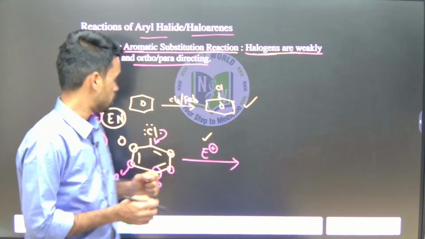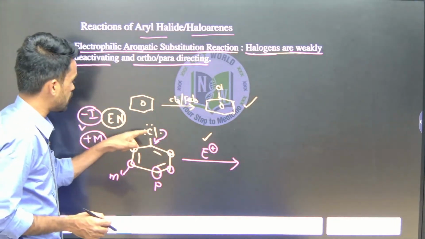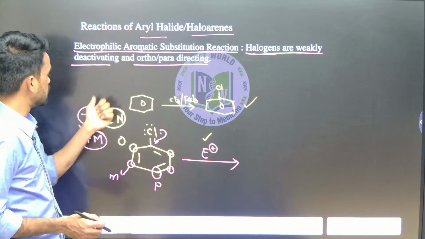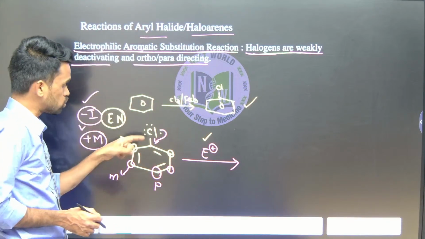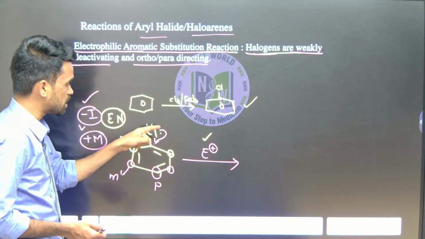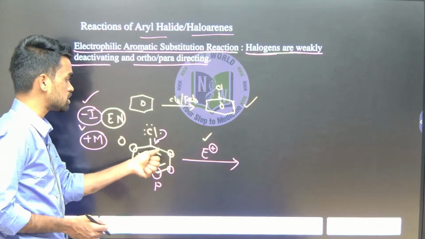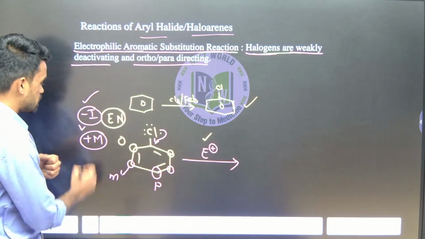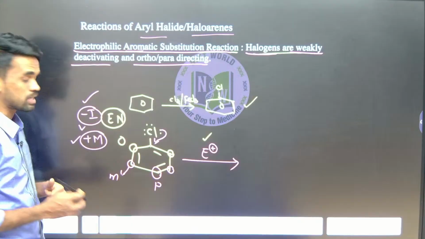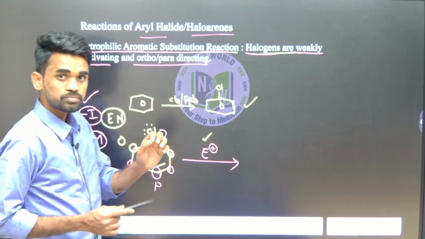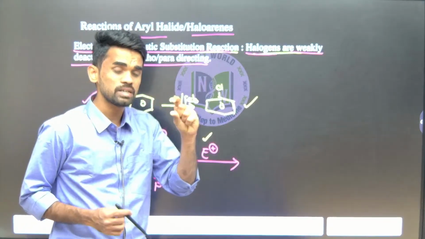Chlorine is showing minus I effect, which means it will withdraw electrons towards itself through the sigma bond. And lone pairs can be donated into the ring, using the lone pair electrons and pi conjugation. That is what we call plus M effect. So these are the two effects present here, but in halogens, the inductive effect is dominating over the mesomeric effect.